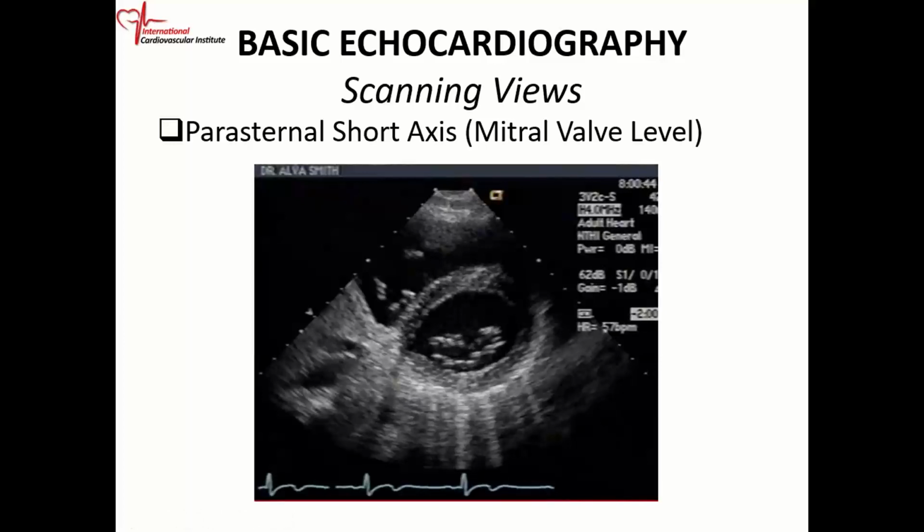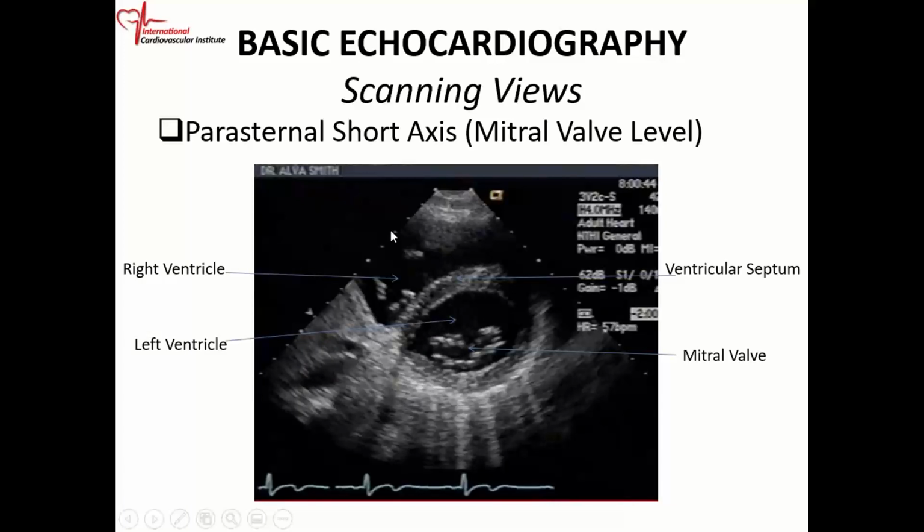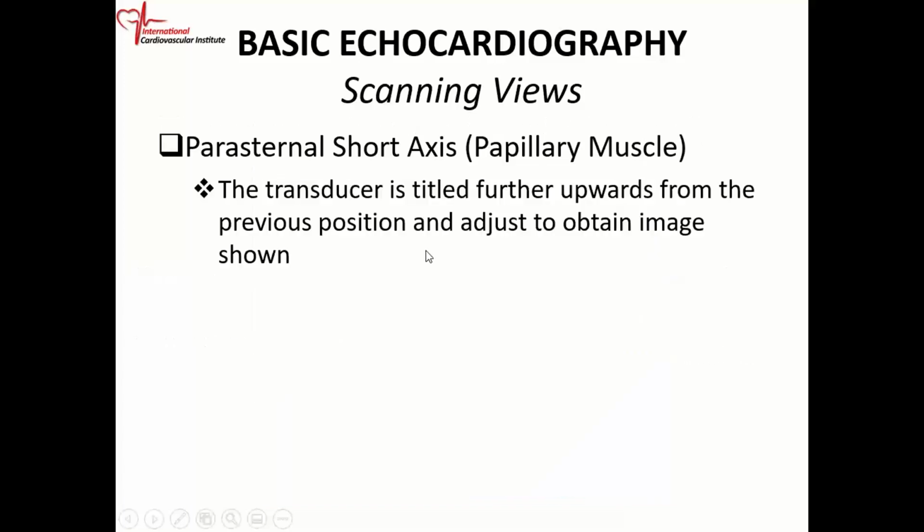From the short axis at the level of the aortic valve, you're going to move the head of the transducer up a little bit, just a little bit, until you get the mitral valve coming into view. The anterior leaflet is up here. The posterior leaflet is right down there. This is your ventricular septum. The mitral valve is right there. This is the LV cavity. The right ventricular cavity is right up there. So that's the short axis at the level of the mitral valve.